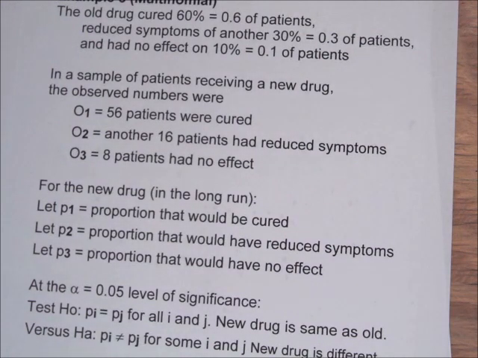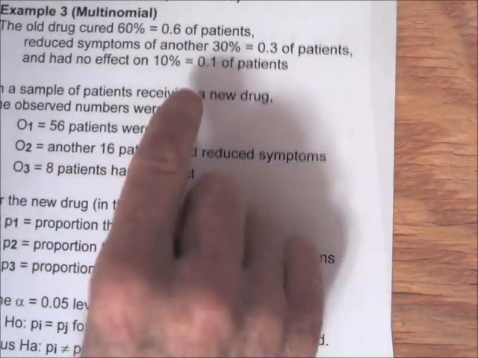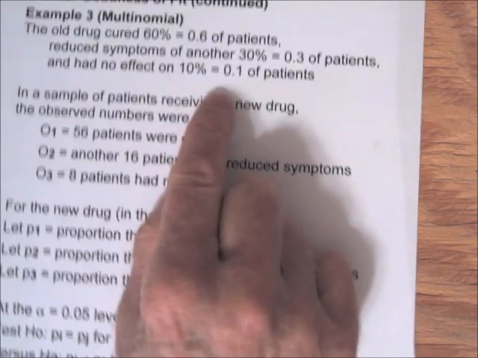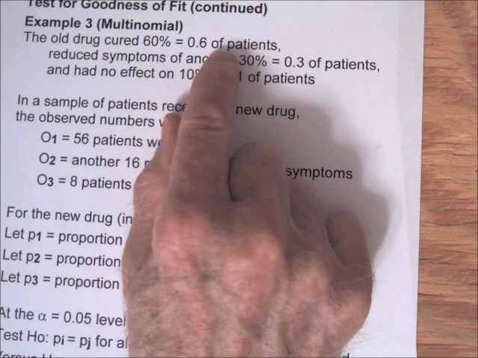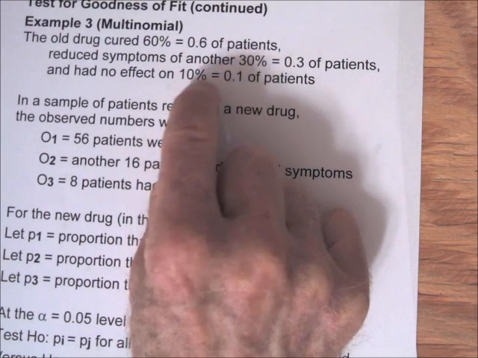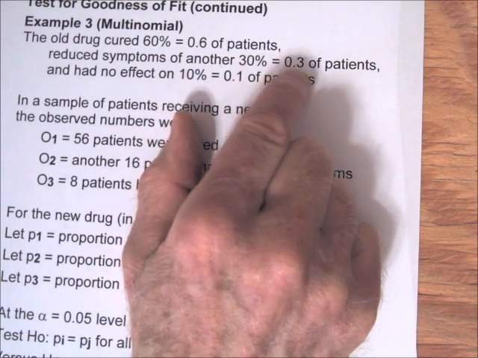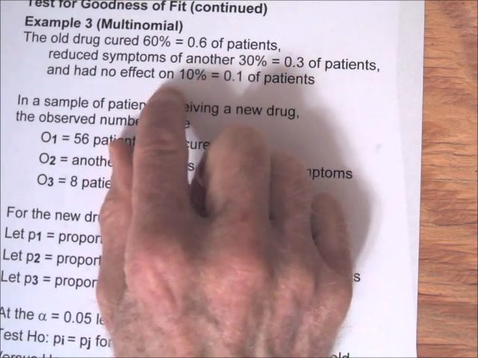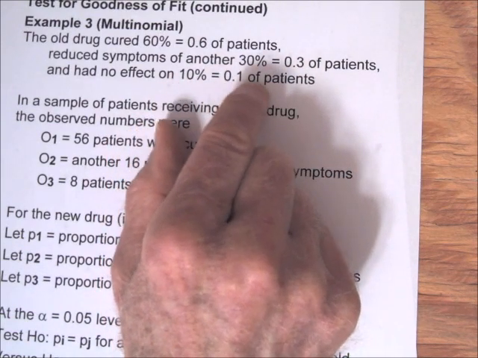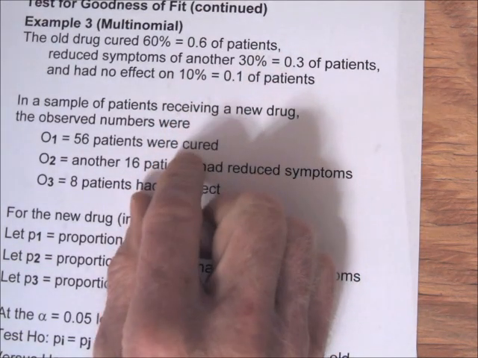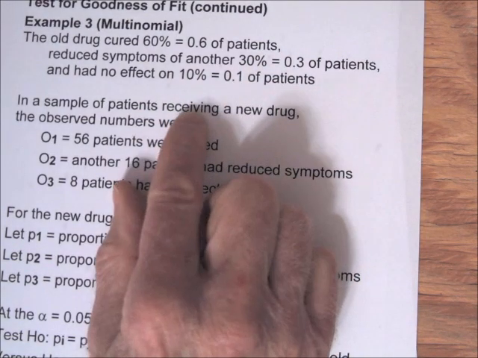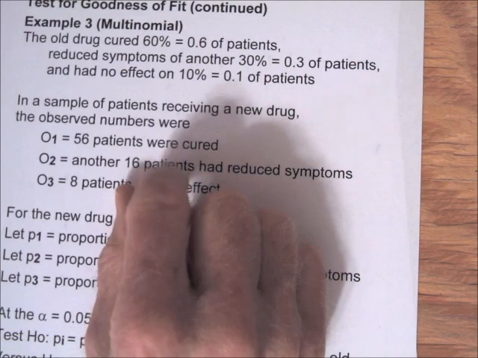Okay, so here's another example of a multinomial. The old drug cured 60% of the, or 0.6 of the patients. It reduced the symptoms of another 30% or 0.3 of the patients. It had no effect on 10% or 0.1 of the patients. So those are the old drug.